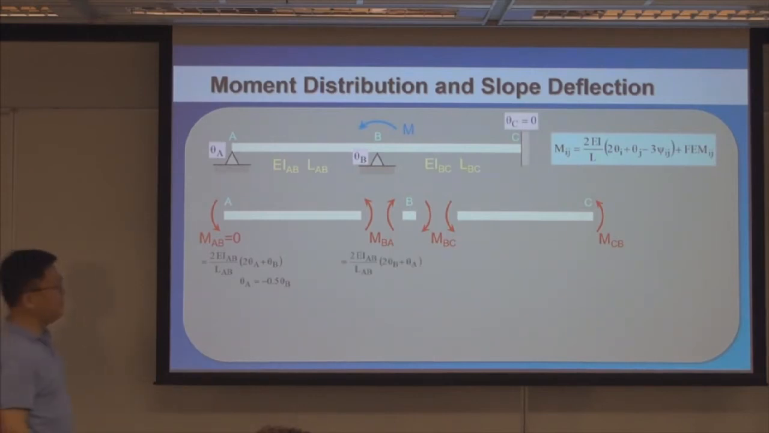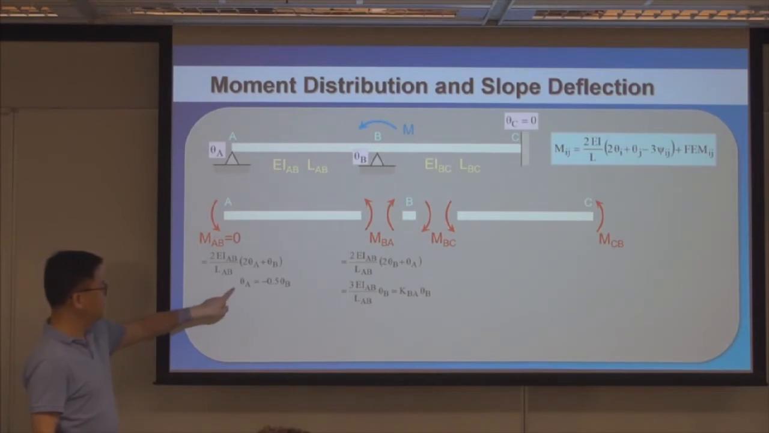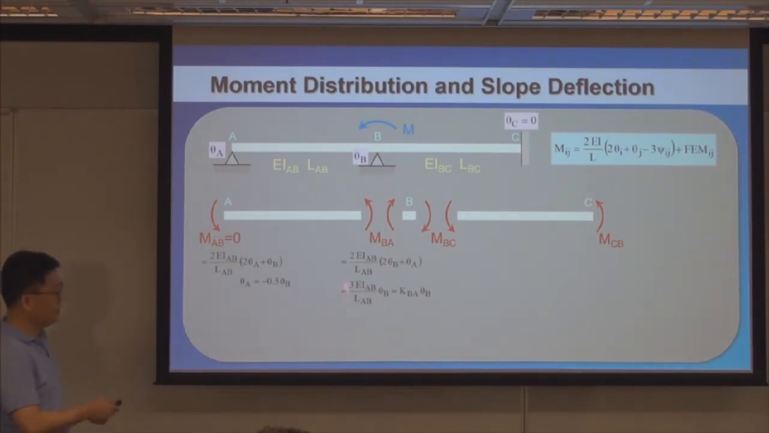Now how about MBA? Just follow these equations. It's 2EI_AB over L_AB, and then 2 times theta B plus 1 times theta A. And then you can substitute the theta A, theta B relationship in it, and then it can be further reduced to 3EI_AB over L_AB times theta B. Right? Simply substitute this in here, simplify, then you get that.